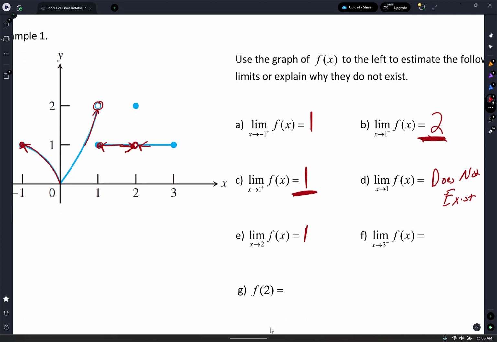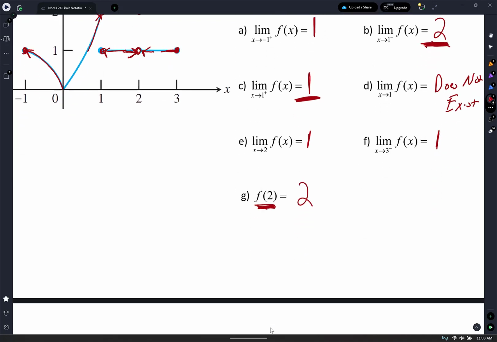All right, letter F. Limit as x approaches 3 from the left. That's the only direction I can come from. If I approach 3 from the left, what is it? 1. Letter G. It doesn't say the word limit. So this just wants to know f of 2. What is it? That's not 1. I have a point way up here. That's where this function is defined. F of 2 equals 2. It doesn't say the word limit. It just wants to know f of 2. Does that make sense, guys?